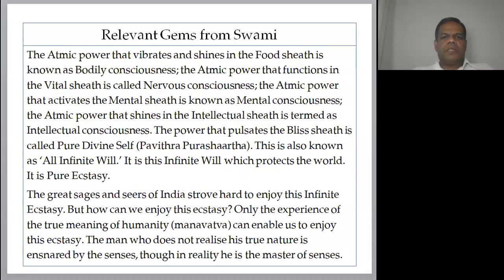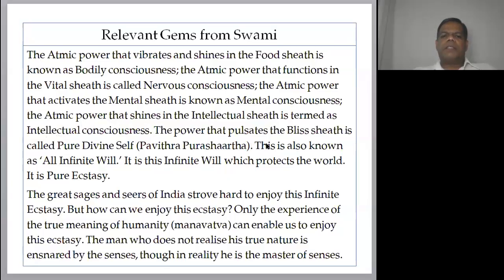We'll continue with another excerpt from Swami's. The Atmic power that vibrates and shines in the food sheath is known as bodily consciousness. The Atmic power that functions in the vital sheath is called nervous consciousness. The Atmic power that activates the mental sheath is known as mental consciousness. The Atmic power that shines in the intellectual sheath is termed as intellectual consciousness.